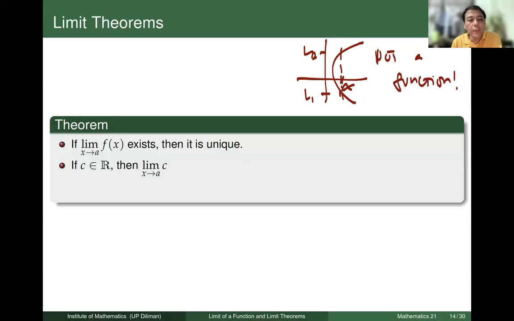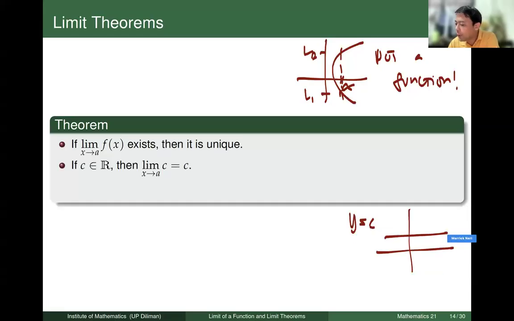Now, what is the limit of a constant number? The limit of c. So as x approaches a, c is constant. It is not changing. So it remains c. Graphically, y equals c is the graph of a horizontal line. So whatever x value is coming from the left or from the right, the value will always be c.